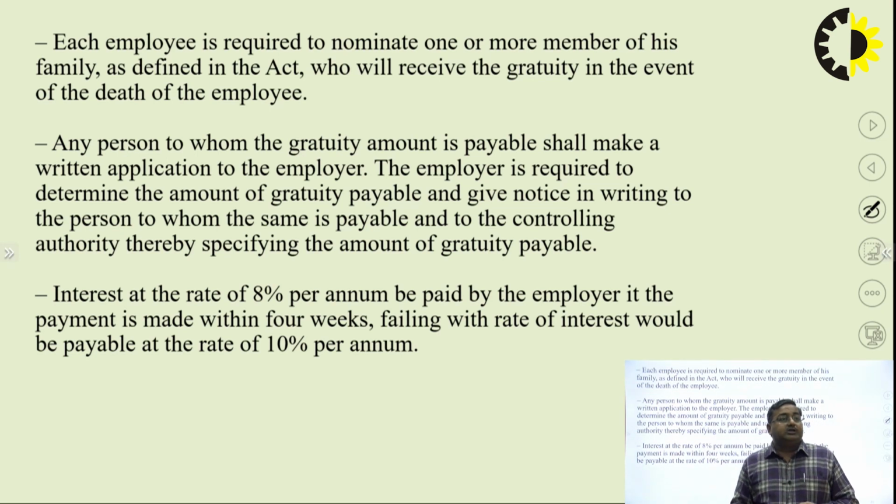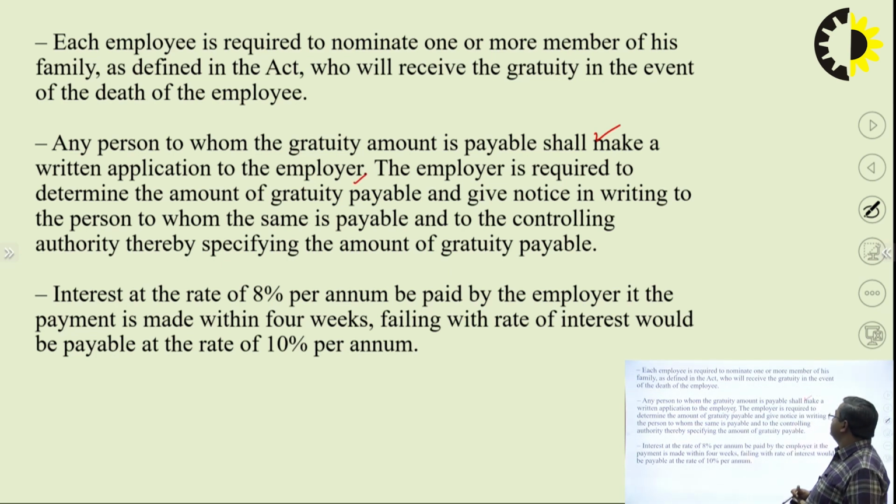Each employee is required to nominate one or more members of his family as defined in the Act, who will receive the gratuity in the event of death of the employee. Any person to whom the gratuity amount is payable shall make a written application to the employer. The employer is required to determine the amount of gratuity payable and give notice in writing to the person to whom the same is payable and to the controlling authority, specifying the amount of gratuity payable.